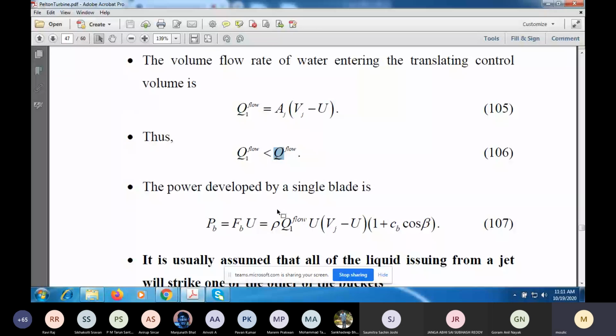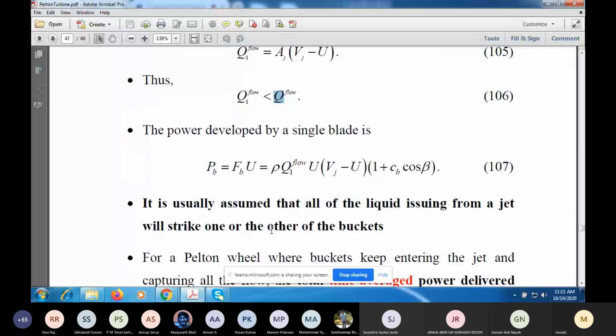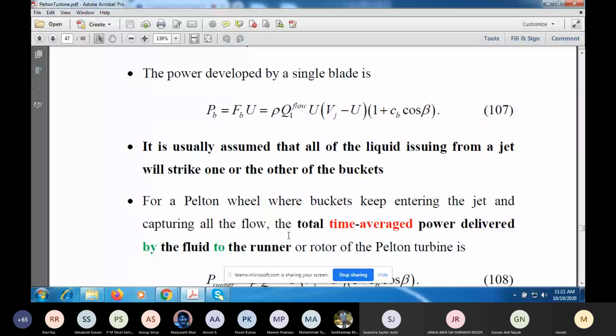But we have to note that the liquid, which in this case of course is water, issuing from the jet will strike more than one bucket. There are many buckets around the periphery of the wheel. So it's common to assume that all of the liquid will strike one or other of the buckets. That is, the entire flow will be captured by the buckets.